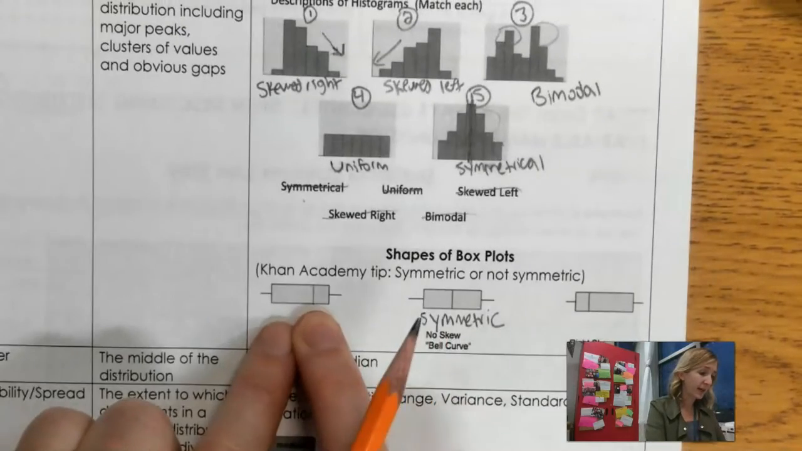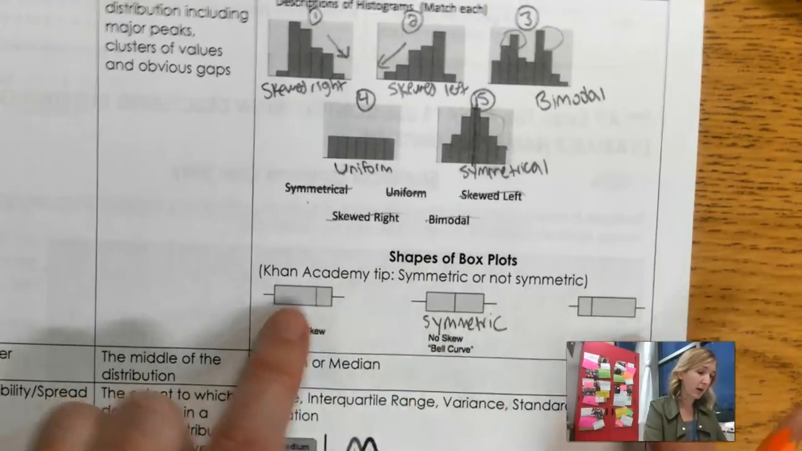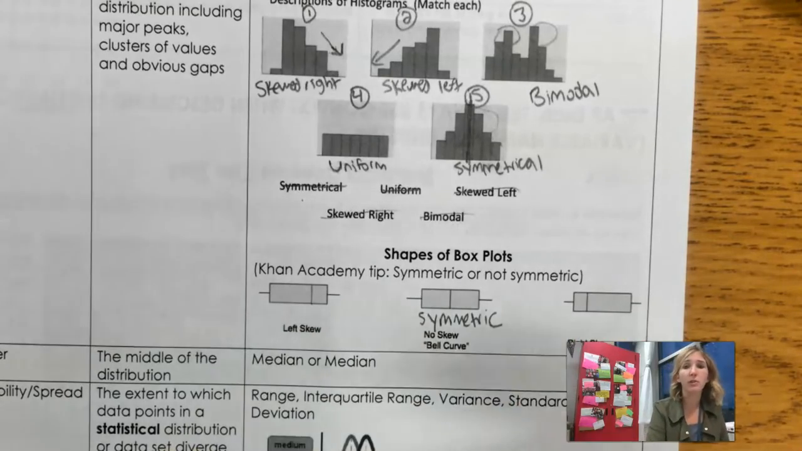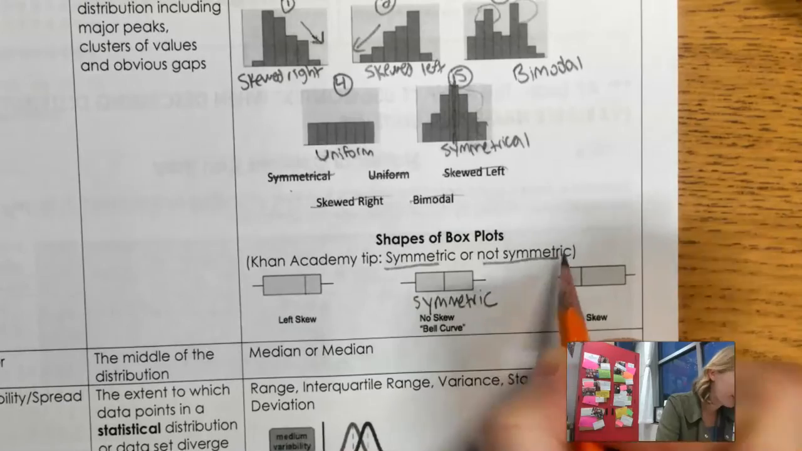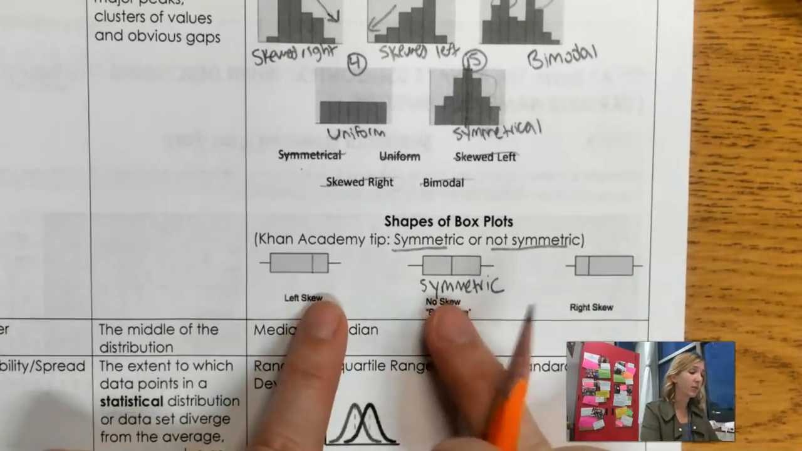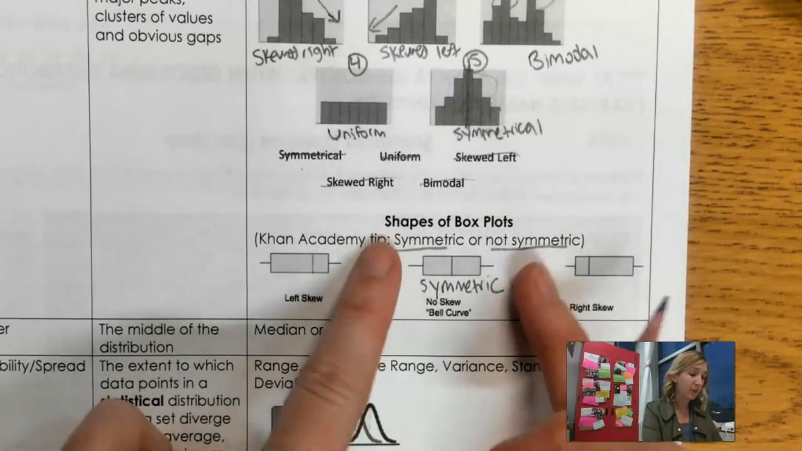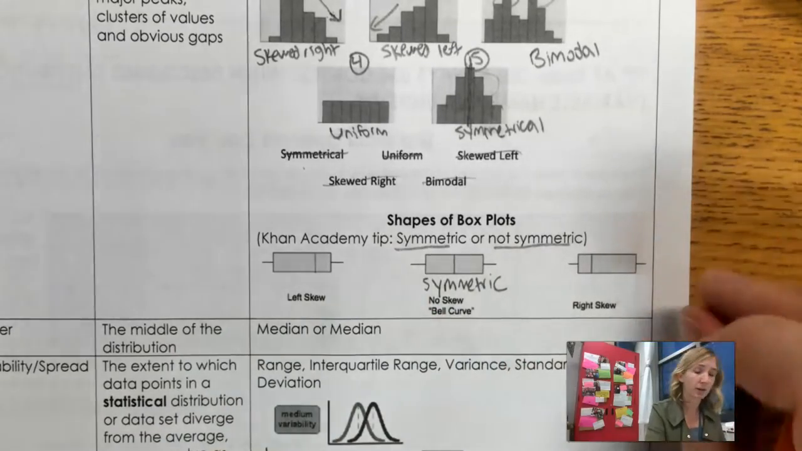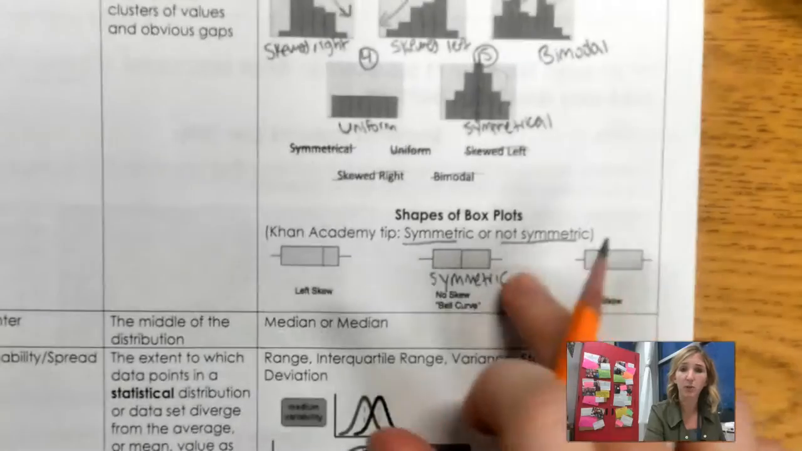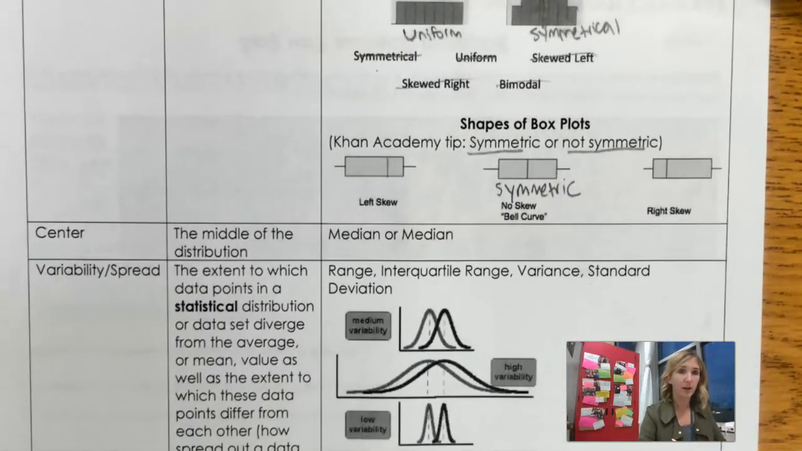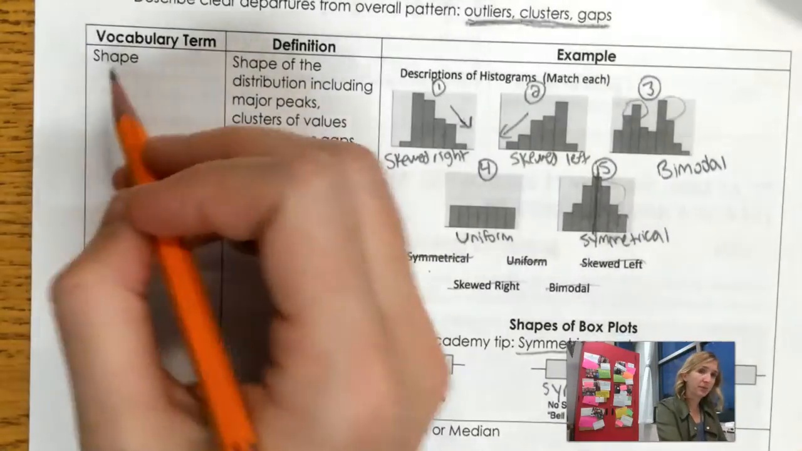Now, if the line is on the far right of the box or the far left of the box, you know that it's not symmetric. So on Khan Academy, all it says is symmetric or not symmetric, and you can easily tell just by looking at the box plot to see. Again, we're going to cover box plots in depth. Don't worry about that, but I just wanted to give you some tips for Khan Academy. All right. So that was shape.